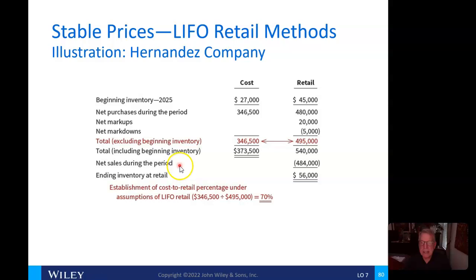I back out net sales during the period, 484,000, and that leaves me with ending inventory at retail of 56,000. So we're going to establish a cost to retail percentage by taking this 346,500 divided by this $495,000 retail number, and that gives us 70%.